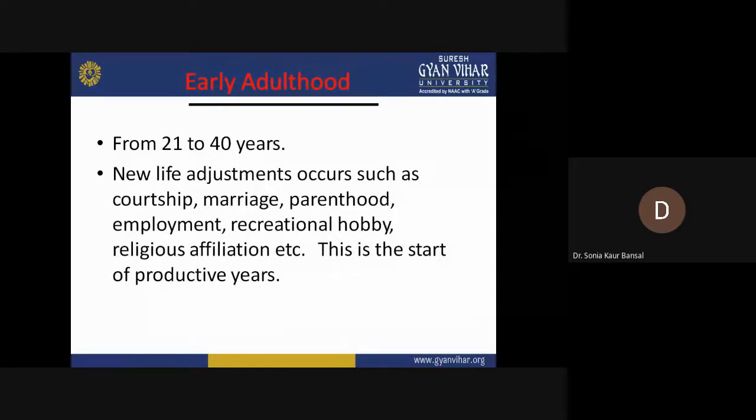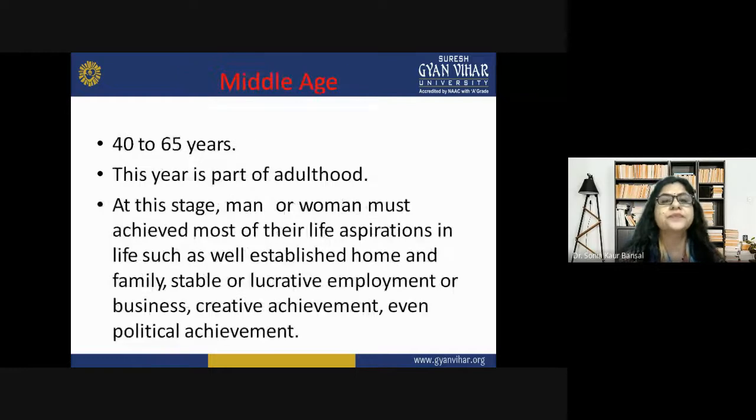So parenthood is also enjoyed in this stage, and employment is very necessary. All these things are really very necessary according to the stage. When one thing is missing in one particular stage, then it creates problems for the next stage. All right, so this is the start of productive years.